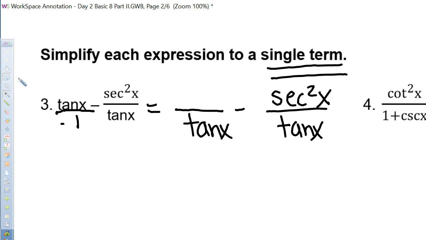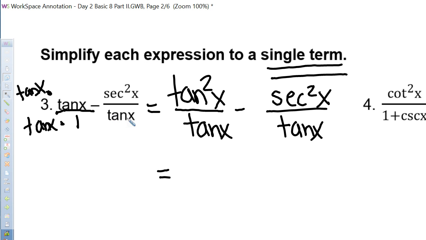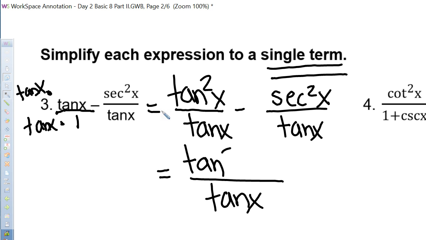But if I multiplied 1 by tangent of x, I also need to multiply tangent of x by tangent of x. So whatever you do to the denominator, also do to the numerator. So tangent of x times tangent of x would be tangent squared of x. And now that I have the common denominator, I can combine those into a single fraction. So that would be tangent squared of x minus secant squared of x.